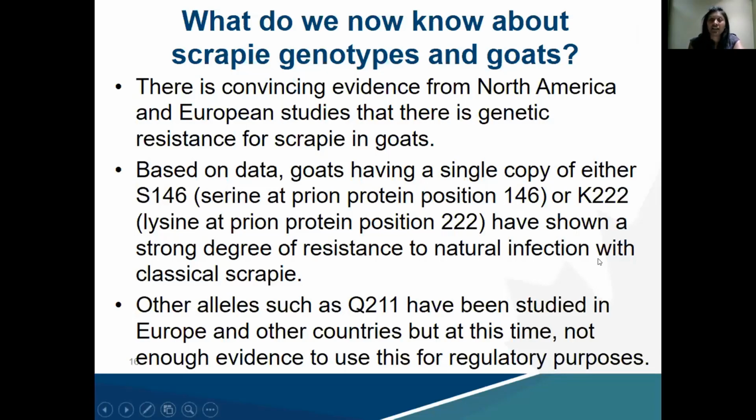Based on the data, goats having a single copy of either S146, so it's serine at position 146, or K222, that's lysine, have shown a strong degree of scrapie resistance to natural infection with classical scrapie. Other alleles such as Q211 have been studied in Europe and other countries, but at this time there isn't enough evidence to use them for regulatory purposes.